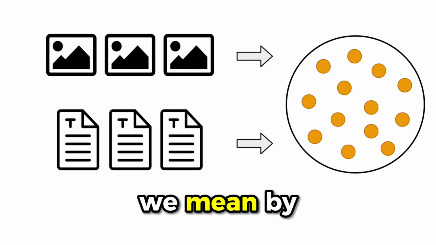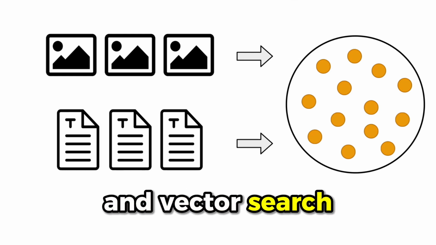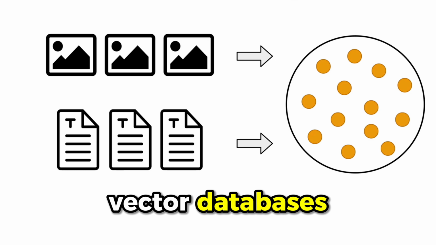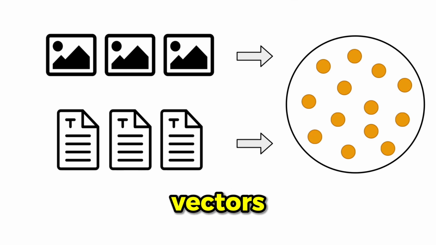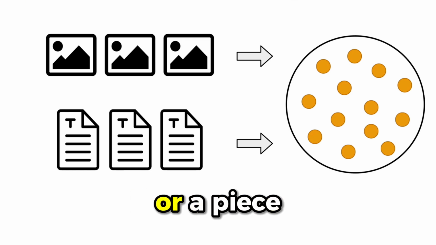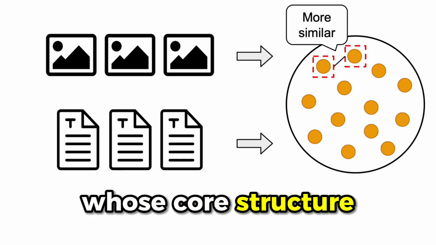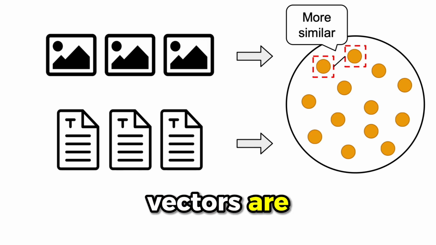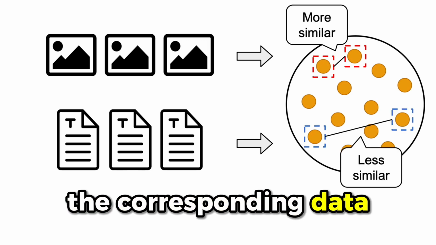Let's define what we mean by vector databases and vector search. In short, vector databases are used to store high-dimensional vectors, where each vector represents some kind of data, like an image or a piece of text, whose core structure would be that the closer those vectors are, the more similar the corresponding data would be.